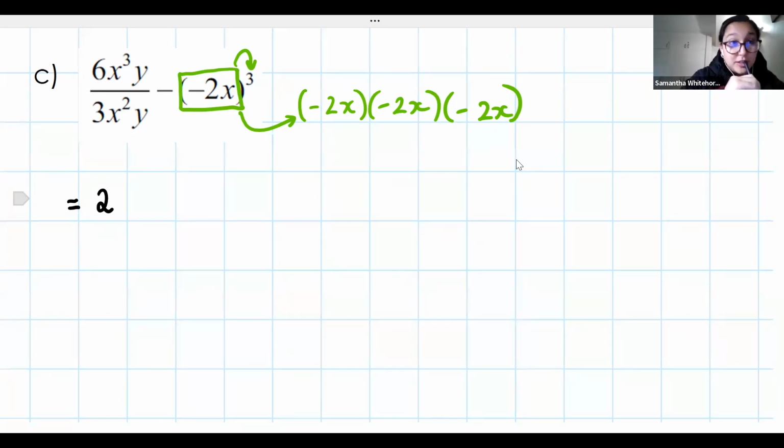So it's going to say 3 minus 2, which will give you x. Good. And then your y's cancel out each other. Good. And then distribute the negative sign into the bracket, which will give you a positive. And then you take that 2 times it 3 times, which is going to be 2 times 2 times 2, which will give you 8x. Okay. Cubed, sorry. 8x cubed.